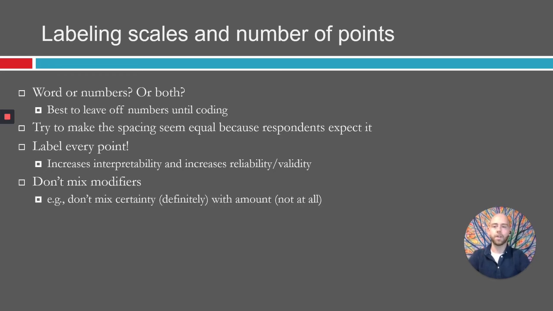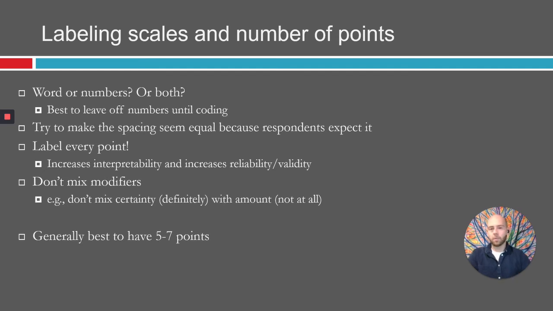I already said this, but when you're labeling things, don't mix modifiers. For example, we use different wording to talk about certainty and amount. So if you have a scale that says definitely agree to not agree at all, that's going to be kind of problematic for people to interpret because certainty and amounts are not the same thing. Now, not everyone is going to notice that and care about that, but it might be confusing and add some kind of systematic biases into your survey.